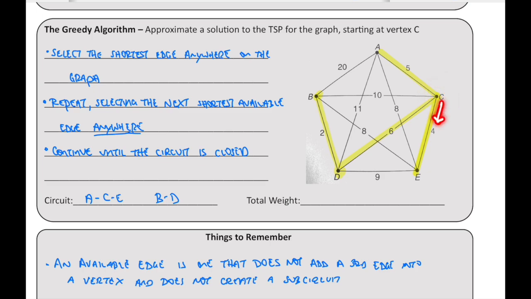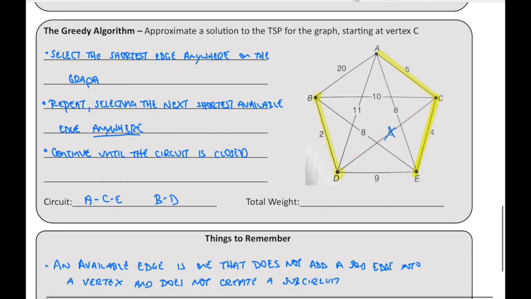We are allowed to have 1 line out, 1 line in. So we can only hit a vertex with 2 lines, 2 edges. So that 6 is right out. Let's get rid of that. After the 6, one of the 8s must be the shortest edge. Now that 8 gives us a circuit there, which is not allowed. So we actually have to use the other 8. That's the next shortest available edge.